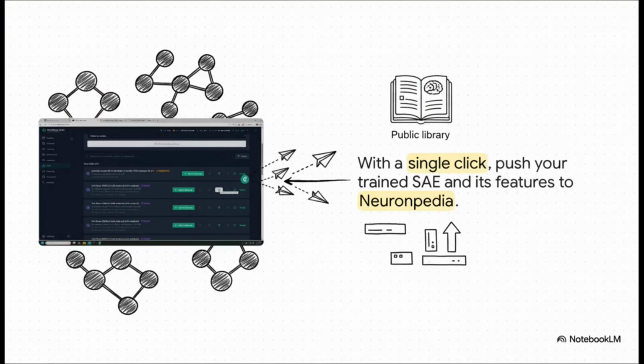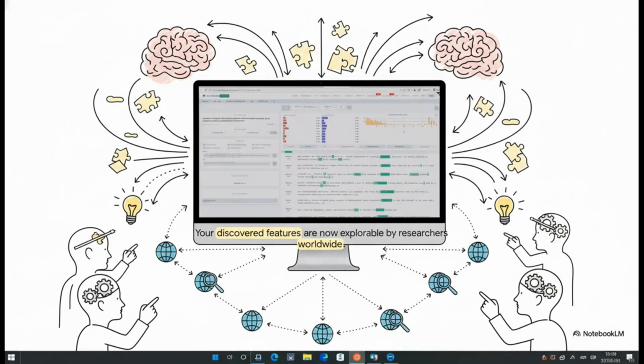So miStudio is fully integrated with a platform called Neuronpedia, which is basically a public library of AI features. And with just a single click of this little paper airplane icon, you can upload your entire trained SAE and all the features you've just found. And just like that, your work is live. Other researchers from all over the world can now see, study, and build on top of the features you uncovered. It's this collaborative process that is going to truly accelerate our understanding of these unbelievably complex systems.